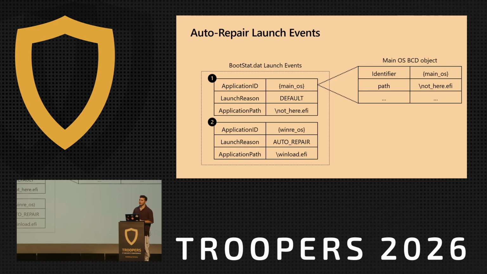Now on the screen, you can see the two launch events that would appear in the log when automatic repair is triggered. So let's walk through that for a second. Let's assume that the main OS entry is corrupted and can't be executed. You can see that its application path is not there at EFI. So when the boot manager tries to execute that, it would, of course, fail. So the boot manager will record an event for that entry. That's the first one on the index. When that launch fails, the boot manager proceeds to launch the recovery sequence of the failed entry. So you can see that the second application is the WinRE one, and the launch reason is automatic repair.